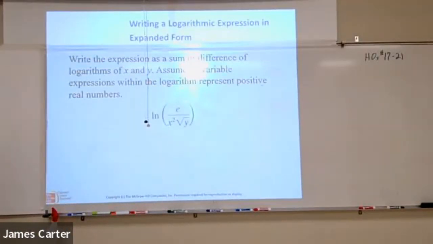Okay, this one. Now, they got something special said in here. Assume everything within the logarithm represents positive real numbers. That means we don't have any negative values that would cause i's. That's what they're really telling. And they're also telling you neither one of these are 0, because then you would have an undefined.